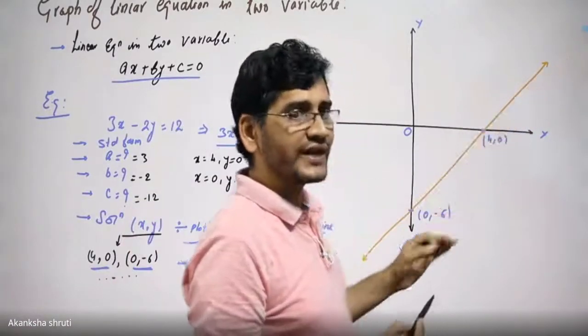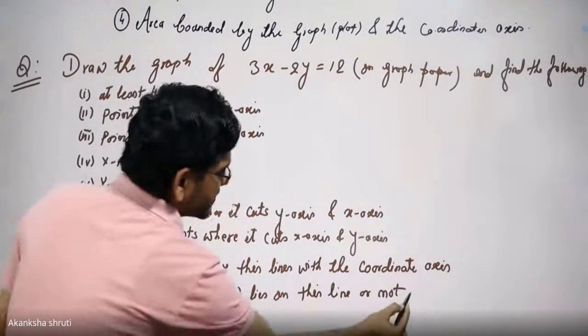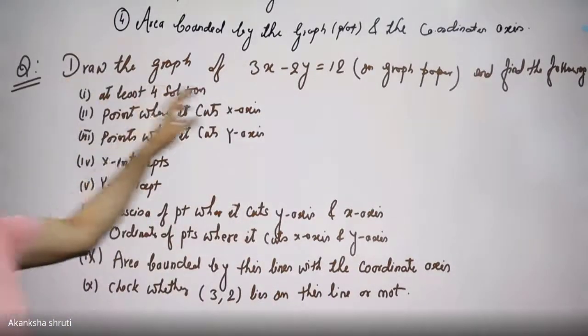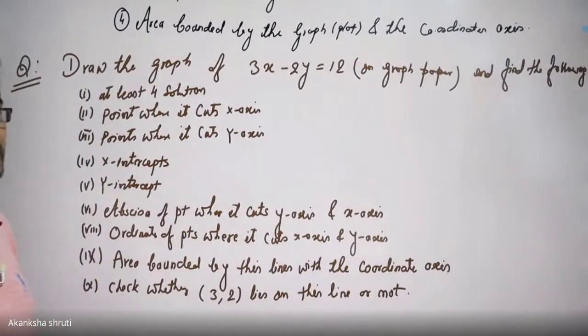So how do we draw that straight line? That we are going to learn. Students, keep in mind, from the single graph or single question, 9 or 10 kinds of questions are framed.